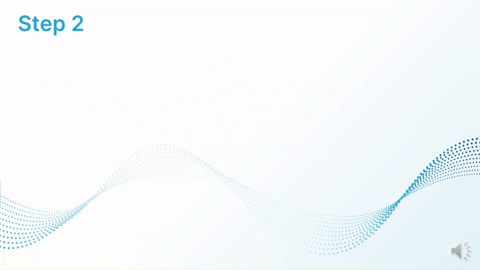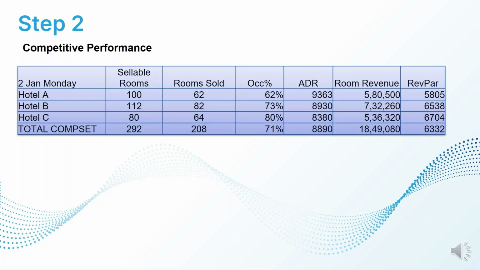Now we move to step 2, and here we're going to understand how to measure your performance against your competitive set. In order to do that, I've created a competitive set which has Hotel A, B, and C. Hotel A has 100 rooms, Hotel B has 112 rooms, and Hotel C has 80 rooms. And these 3 hotels are all located in the same area.